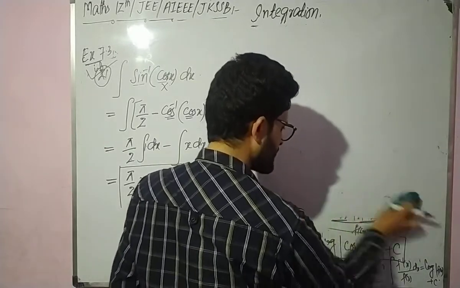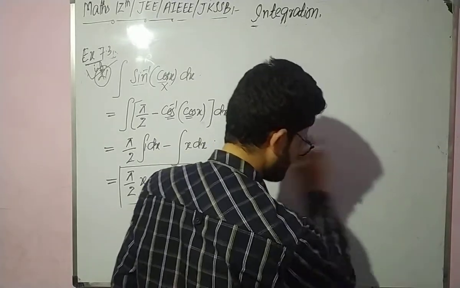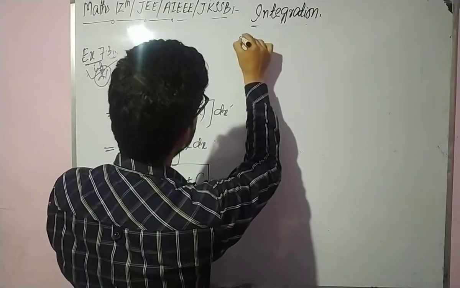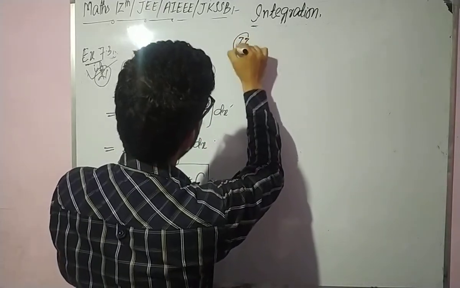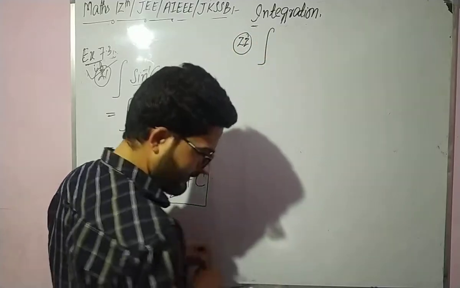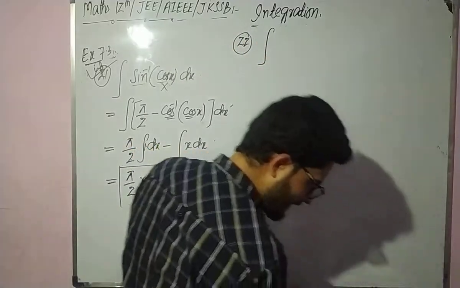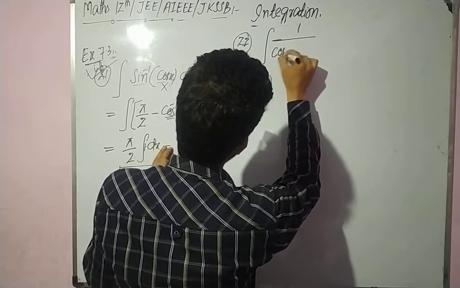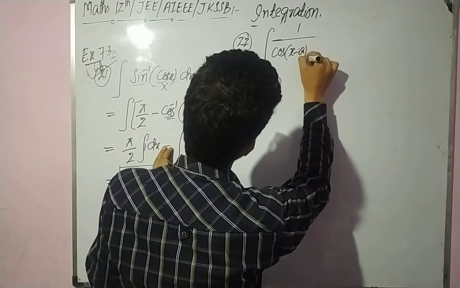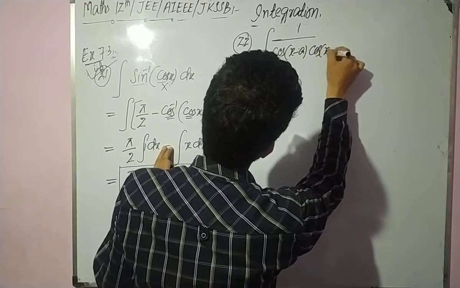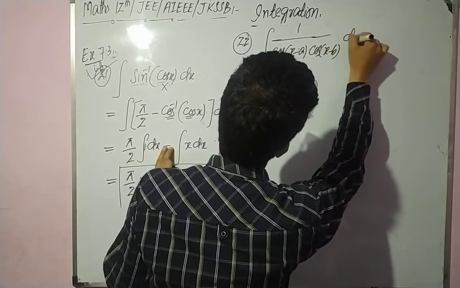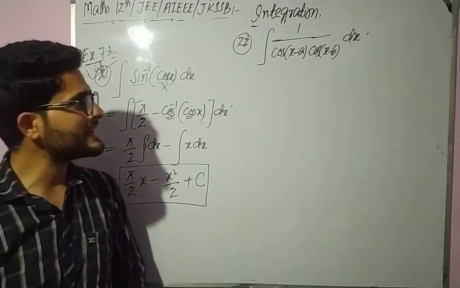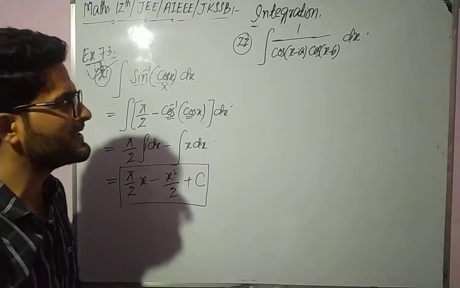Now move on to the next question, question number 22, and that is integration of 1 divided by cos of x minus a into cos of x minus b dx. 1 divided by cos of x minus a into cos of x minus b dx.